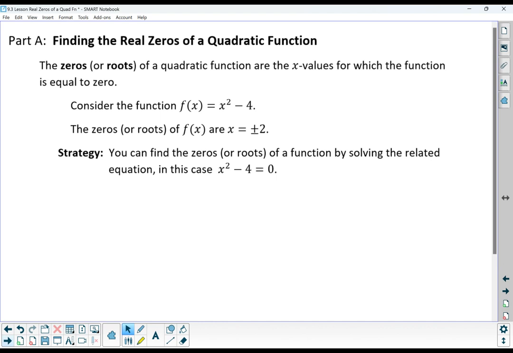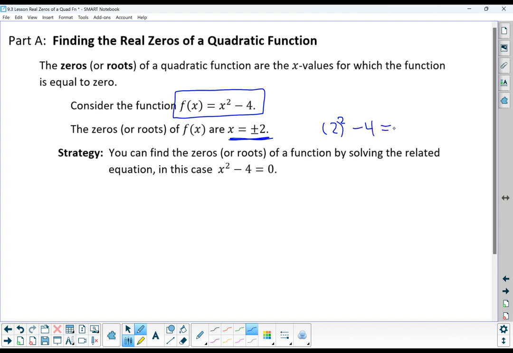For example, if you have the function f of x is equal to x squared minus 4, the zeros of that function are positive and negative 2, because 2 squared minus 4 gives you 0, and because negative 2 squared minus 4 gives you 0.